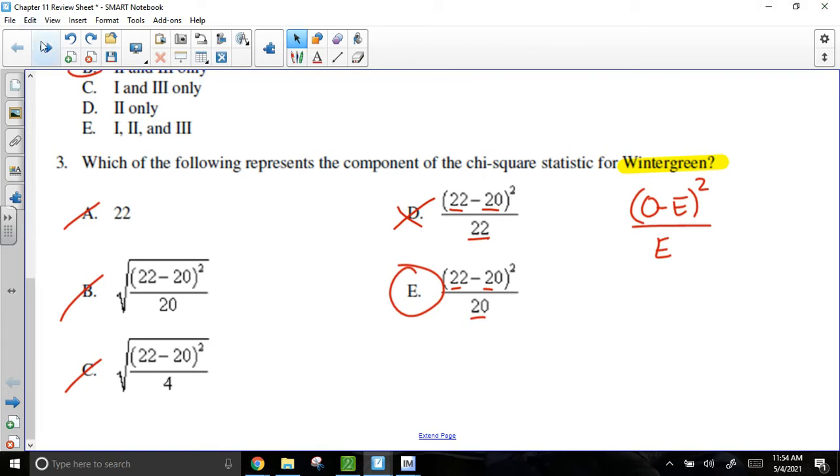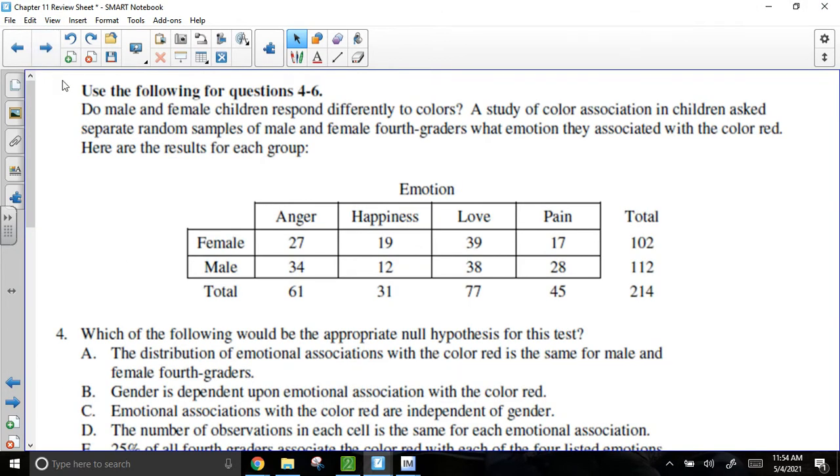Okay, let's go ahead and move on to number 4. Do male and female children respond differently to colors? A study of color association in children asked separate random samples of male and female 4th graders what emotion they associated with the color red. Here are the results for each group.